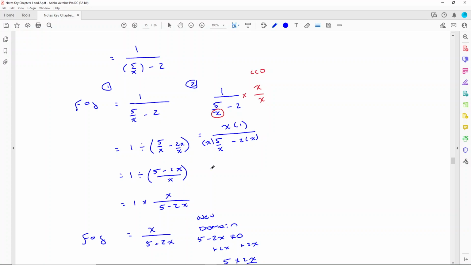So that's going to leave me with an x in the numerator. Now the whole reason you multiply by the lowest common denominator is so that your denominator goes away. x divided by x is gone, and I'm left with 5 minus 2x.